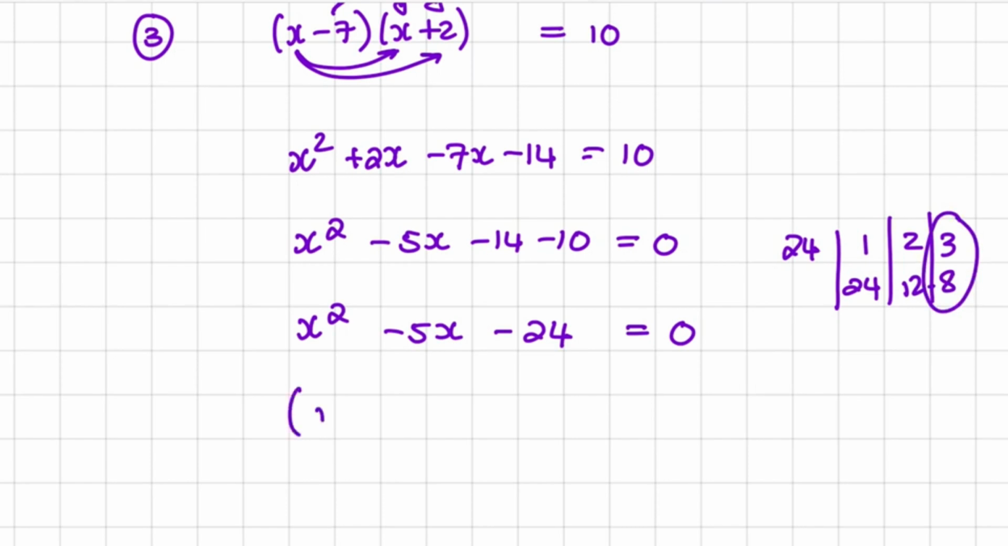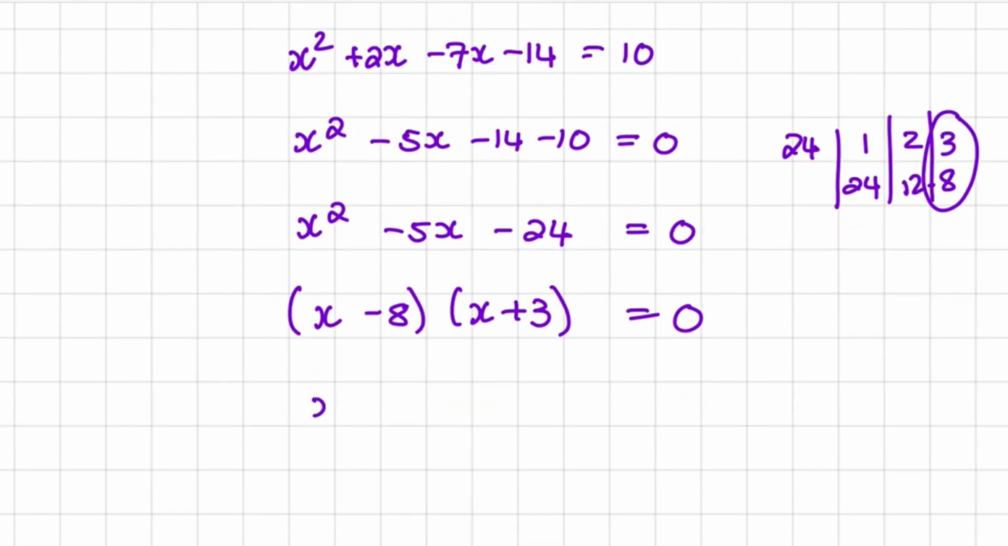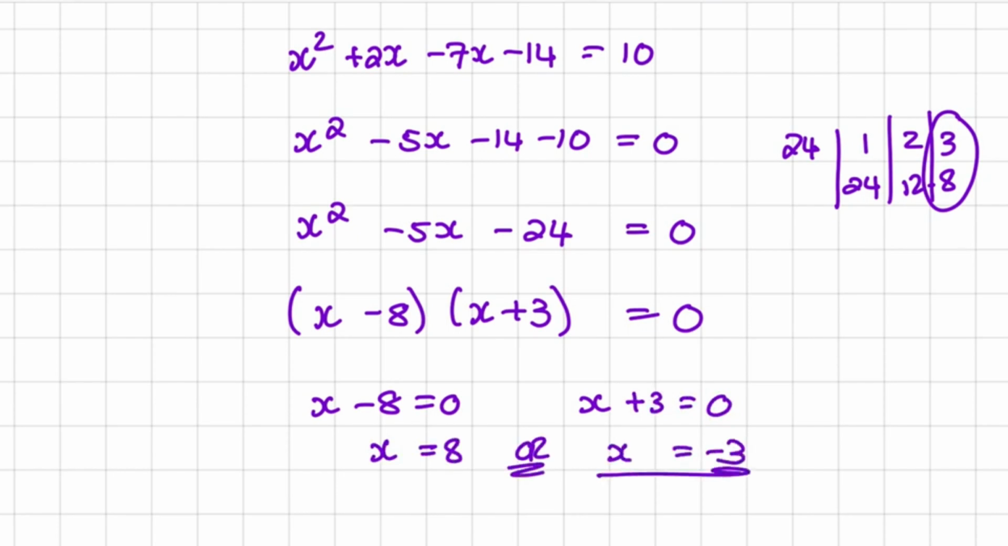So when I factorize, it will be x minus 8, x plus 3 equals 0. And now to solve for x, I'll make each set of brackets equal to 0. So x can be equal to plus 8, or x could be equal to negative 3.